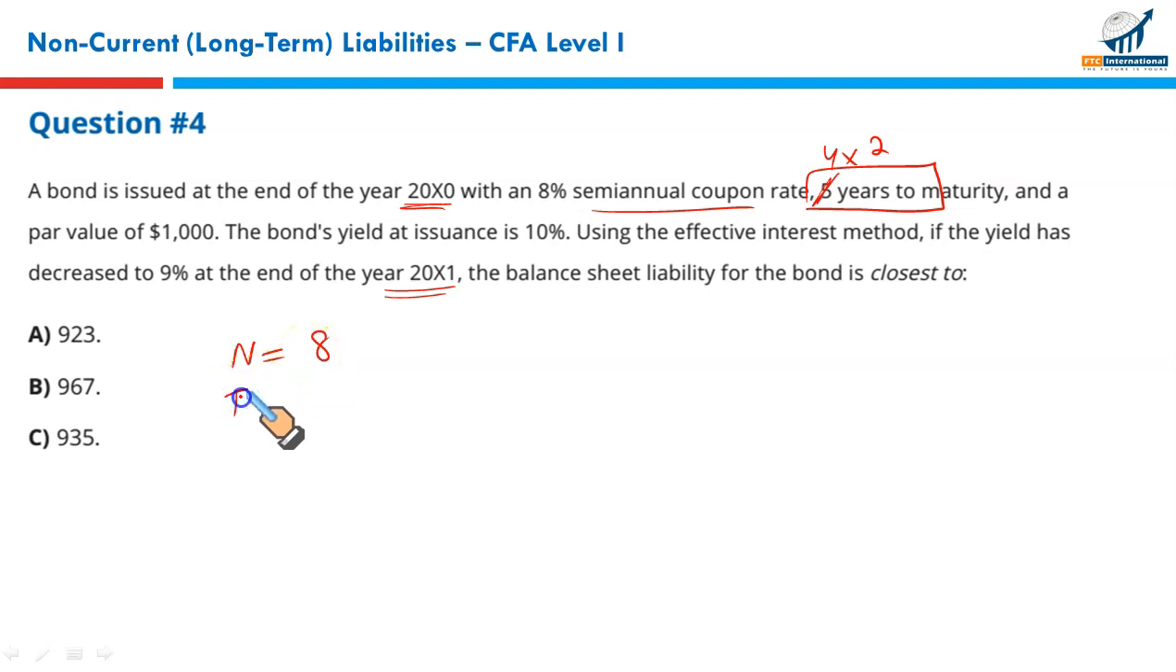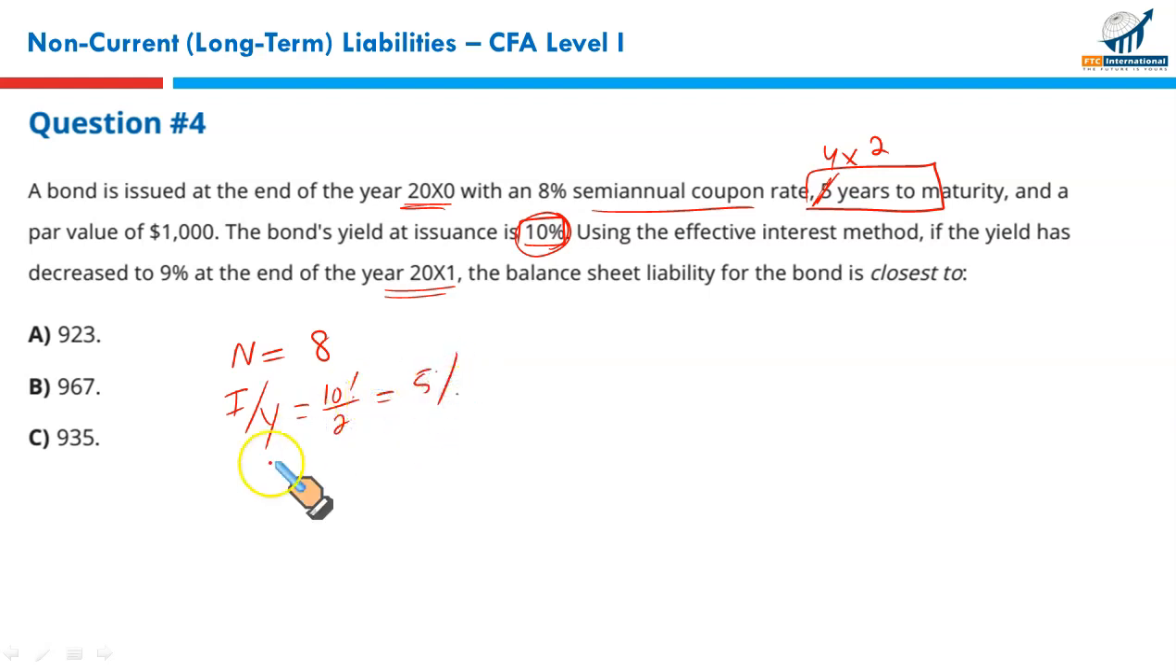Next is the interest rate, I/Y, used in the financial calculator. We won't use 10% because this is for the whole year. Remember, discounting is done at the original effective rate, the rate prevalent when the bonds were issued. So we will take 10%, and since it's being considered semi-annually, you will have to divide 10% by 2. That's 5%.